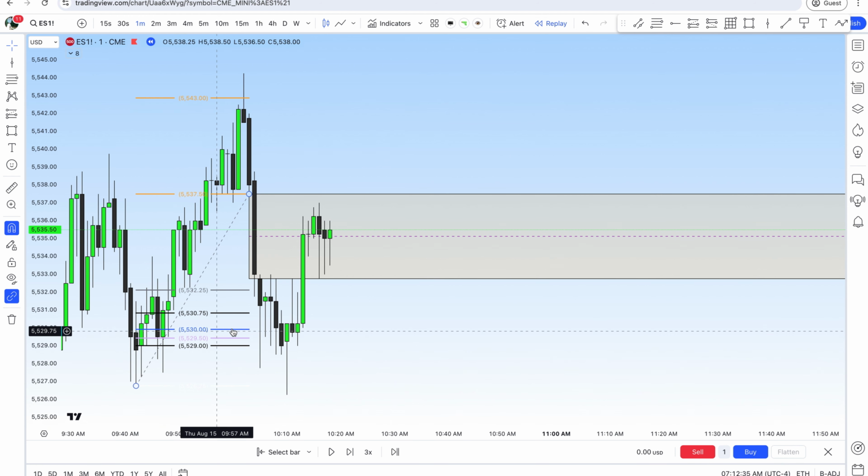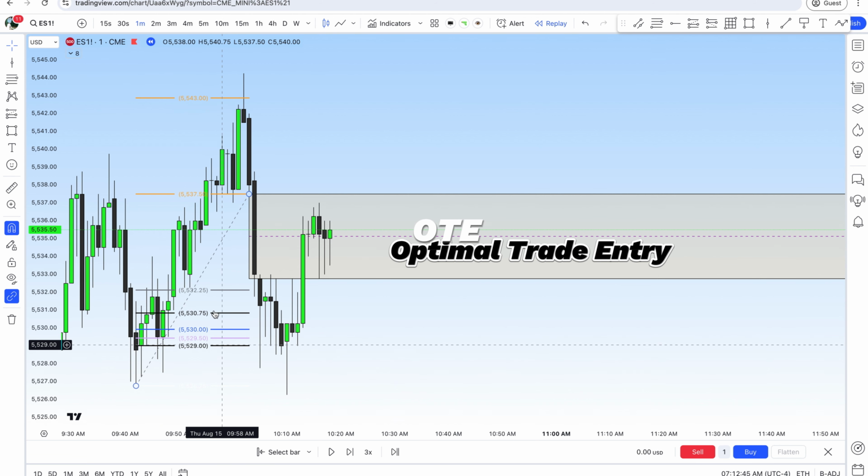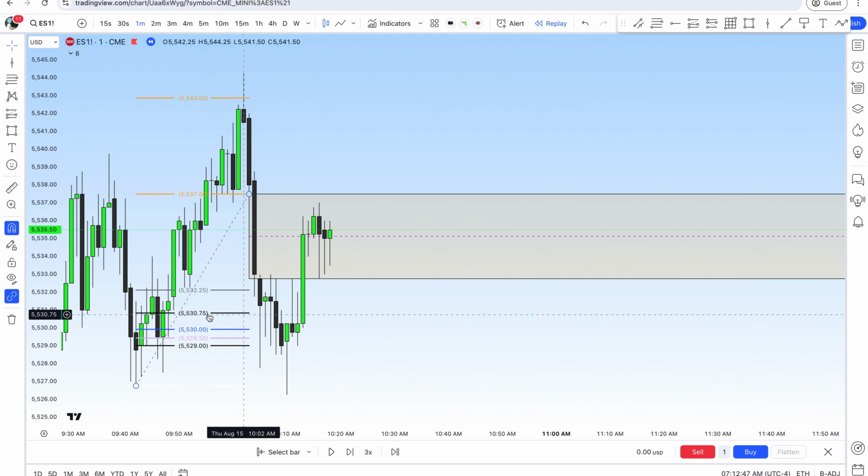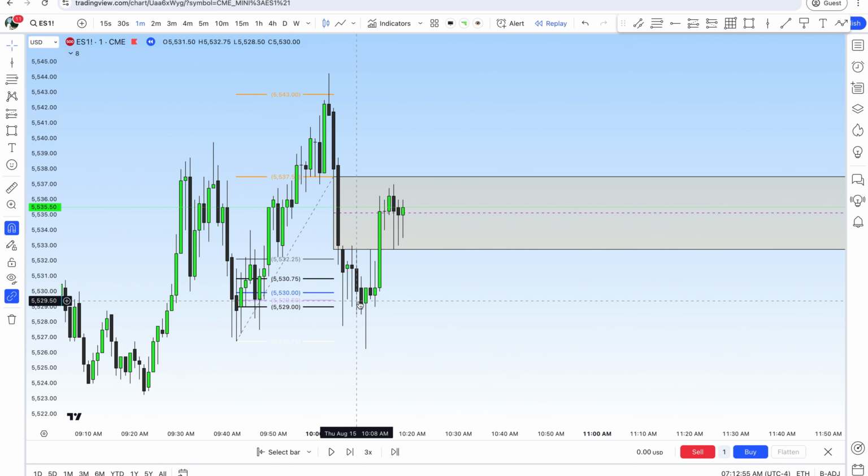And this is called optimal trade entry. You see that blue level? This level, this level, and this level. This is called the optimal trade entry. So when price came down into here, this is where smart money is buying. Literally buying. You see these wicks? It's accumulating.